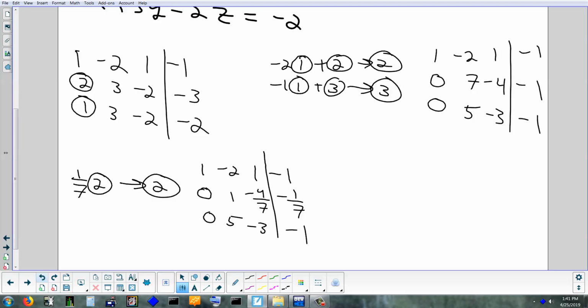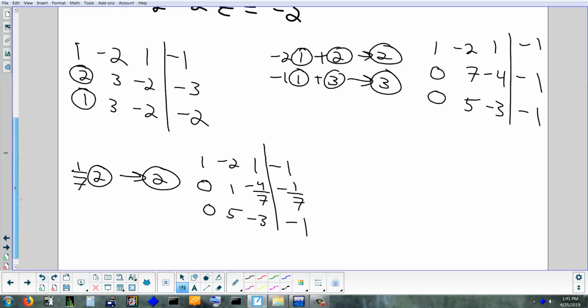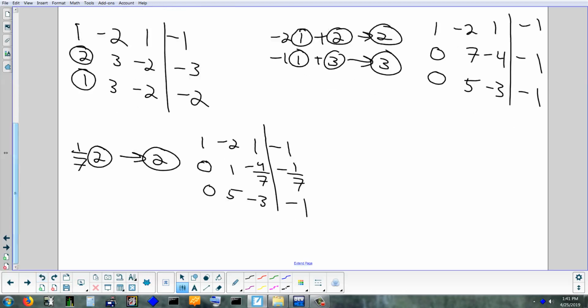Now, what's the next number we focus on now? Row 3, column 2. And what do you want to do to this number? You want to make it a 0. So you only want to use the row that's directly above. Don't go 2 rows above because there isn't a 0 in this spot. Anything you use this row for, you'd mess these up.